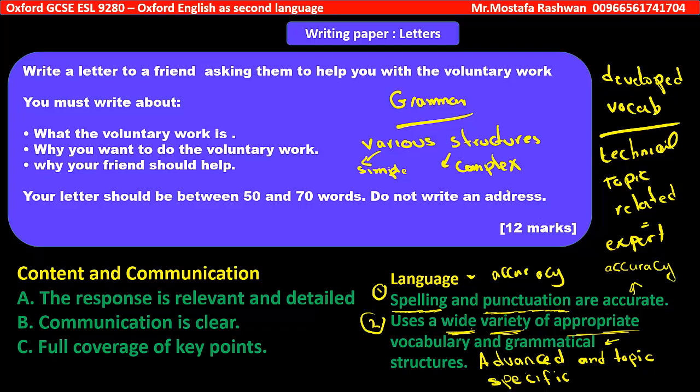Wait for the next tutorial to show you 2 sample responses of students and how these answers are evaluated based on these criteria, based on content and communication, and based on language.